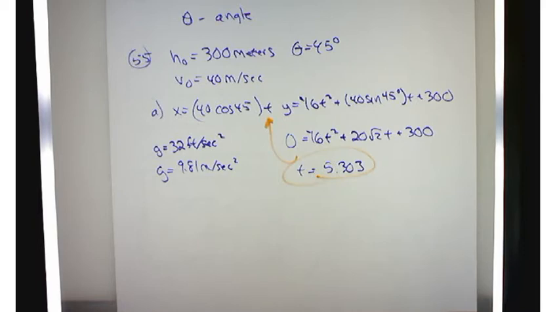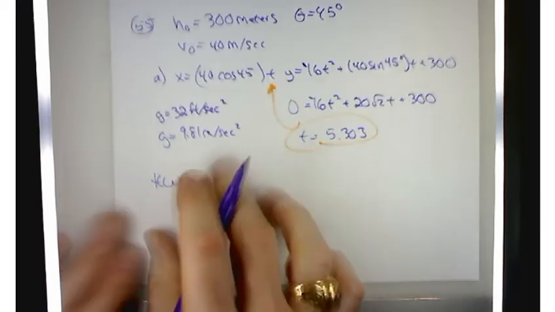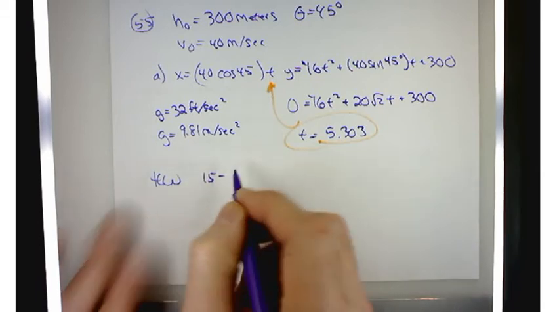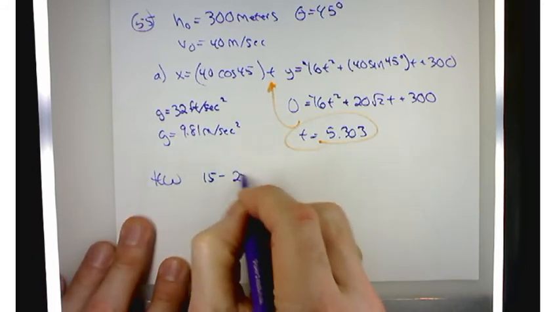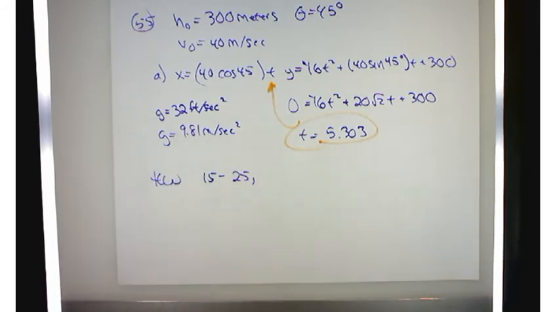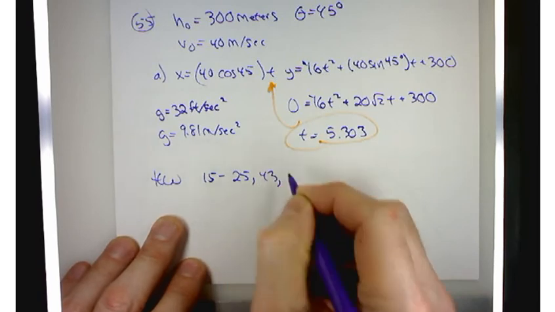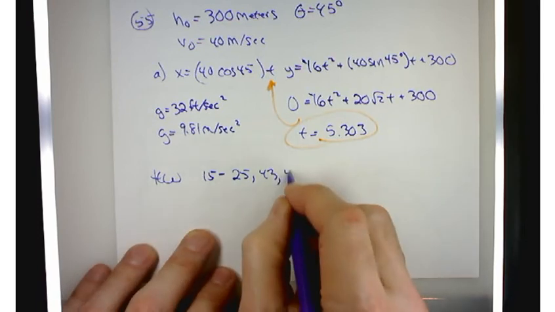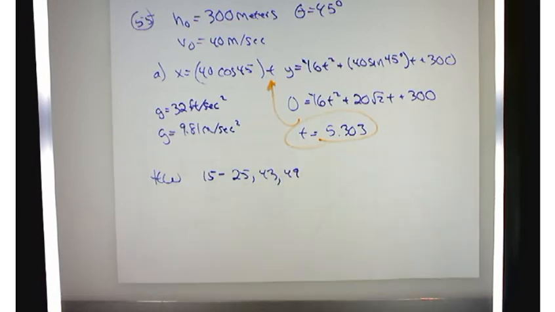And let me assign you some homework. Yes, the test will cover 5.3 through 5.7 and 6.7. So for the homework, try 15 through 25. And let's see, a few more here. Try problem 43 and 49. See ya.